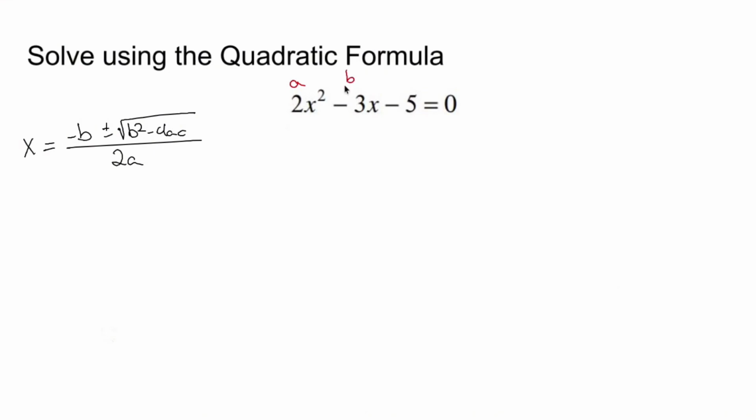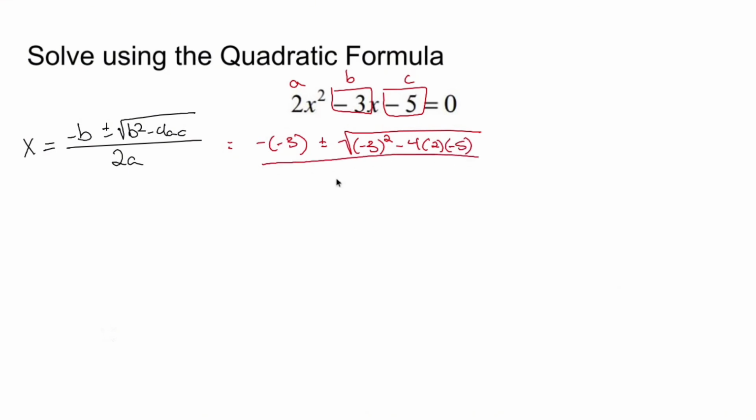What's my A? U is. What's my B? U is. And what's my C? U is. So now it's a matter of plugging stuff in and doing some ugly looking math. So negative B is going to be negative 3 plus or minus the square root of B squared, which is going to be negative 3 squared minus 4 times A, which is 2, times C, which is negative 5, all over 2 times a, which is 2.